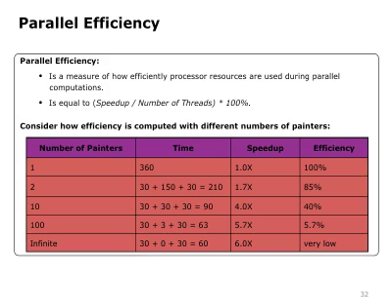Parallel efficiency is a measure of how efficiently processor resources are used during parallel computation. The way to calculate it is to use the speedup number divided by the number of threads, times 100%. This essentially measures, given n processors, how busy they are in this whole process.